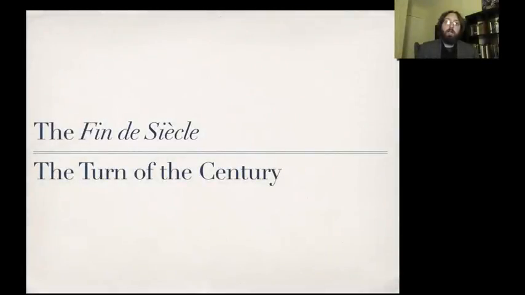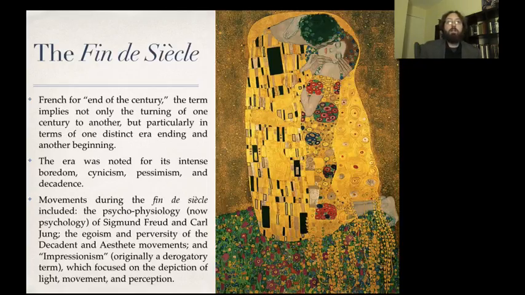We begin our last module looking at the fin de siècle, the turn of the century. The fin de siècle means end of the century or turn of the century in French. This term really implies not only the turning of one century to another, but particularly in terms of one distinct era ending and another beginning. This era was noted for its intense boredom, cynicism, pessimism, and decadence.